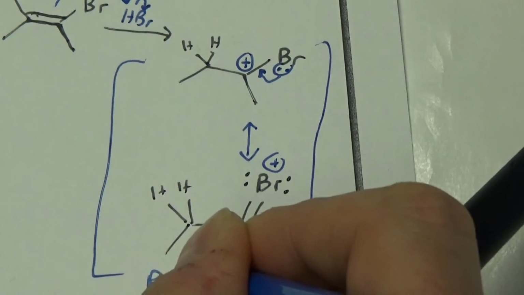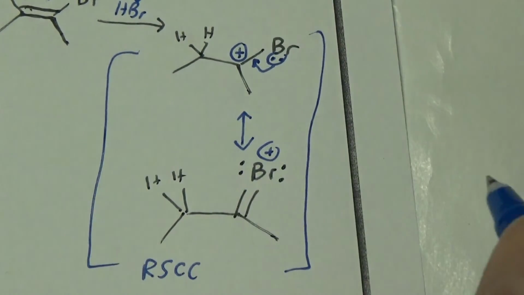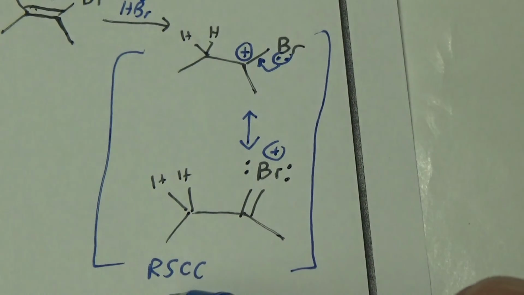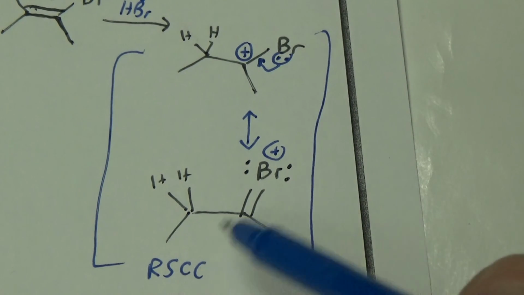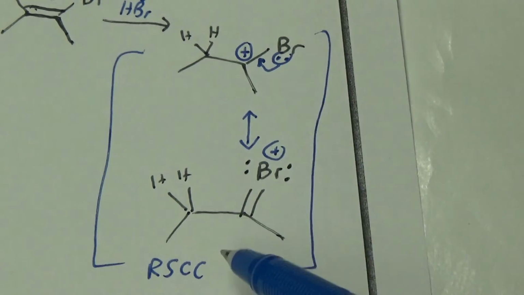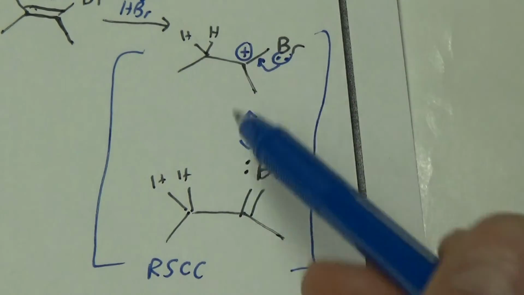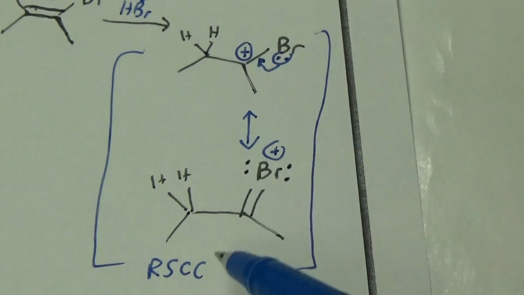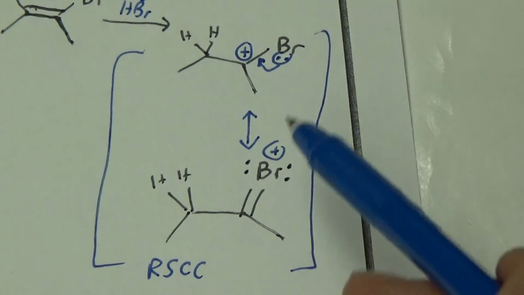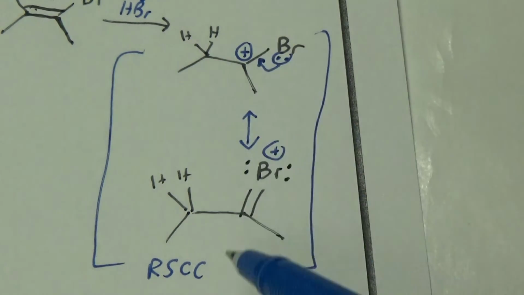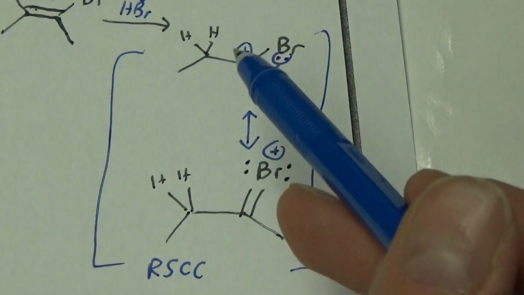What do you think that stands for? RSCC. It's a carbocation. That's a CC. RS, what does that mean? It's a resonance stabilized carbocation, because there's resonance between the two structures, and resonance stabilizes things. So this thing is semi-stabilized and kind of a happy carbocation.